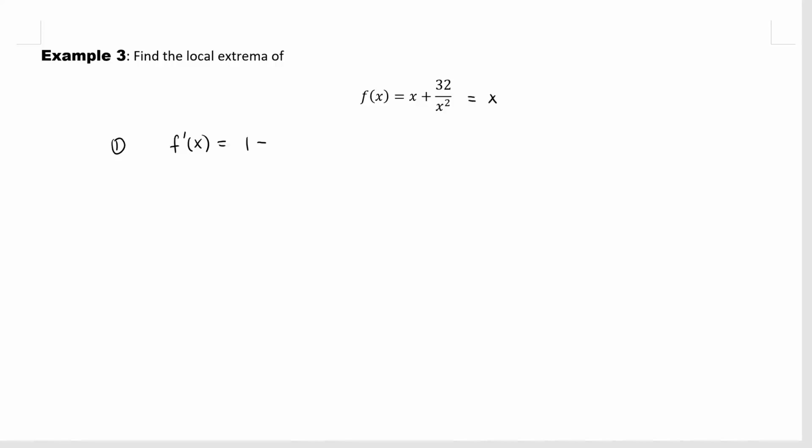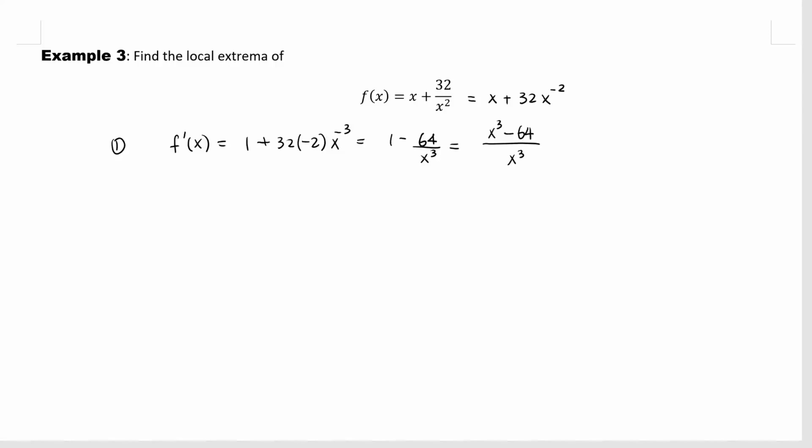So we don't have a standard form, so let's put it into standard form. Then we have 32 multiplied by -2, and then x to the -3. So we have 1, then -64, with x cubed in the denominator. Whenever you see a negative exponent, don't forget to put it in the denominator. Common denominator, then we get x cubed minus 64.